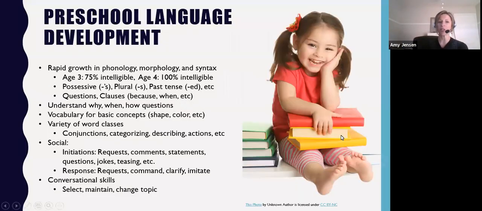So moving on to preschool, very rapid growth in phonology, morphology, and syntax. Oh, and before I forget, there's some really fun language samples of preschoolers. My favorite is the one where they're arguing about whether it's sprinkling or raining. Watch it, it's so cute.